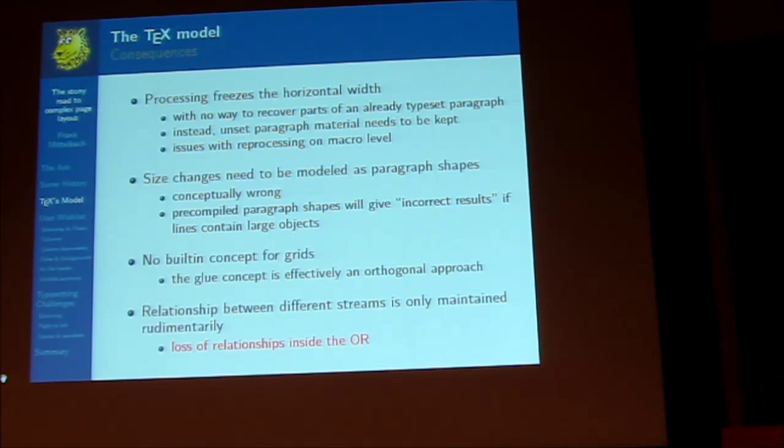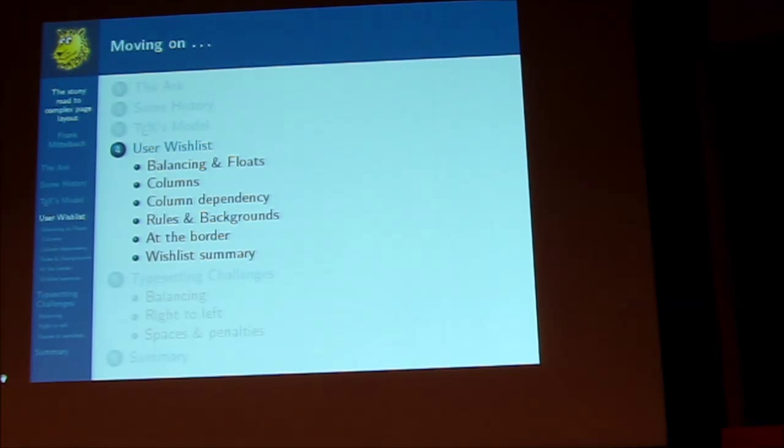And as I said earlier, if you go for different streams of data, the relationship is only maintained very rudimentarily. You lose things if you come to output routines and you want to go back. Those kinds of things will all need to be managed differently. It's not inherent in the system. So much for the TeX model.